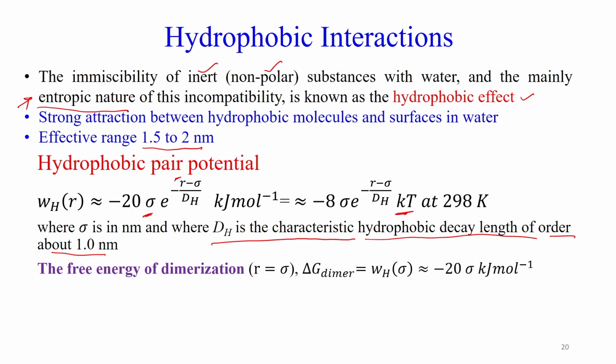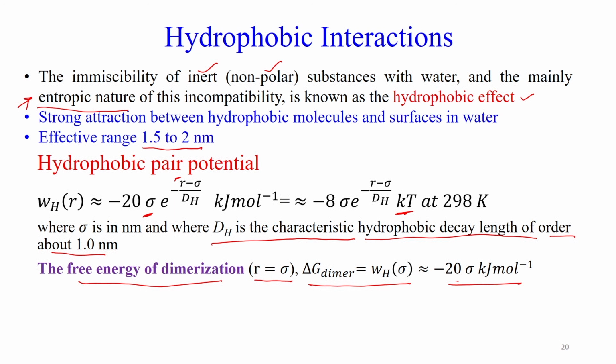Now, let us say we are considering r is equal to sigma. If you consider r equal to sigma, it means we are going to have dimerization. So, this potential is called the free energy of dimerization. So, delta G dimerization is the W_H at sigma. This exponential term will be 1, so we are going to have minus 20 sigma kilojoule per mole. This is the free energy of dimerization.